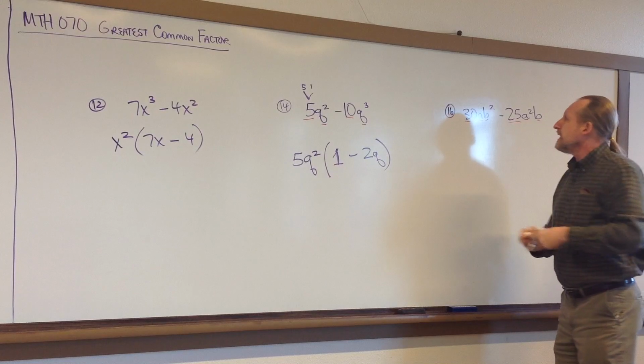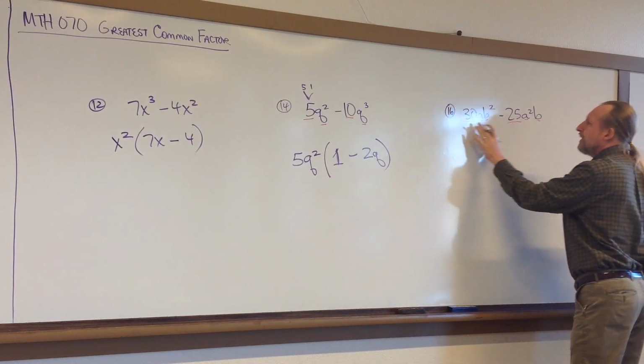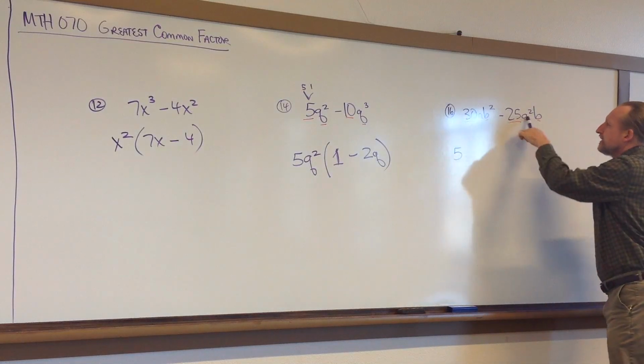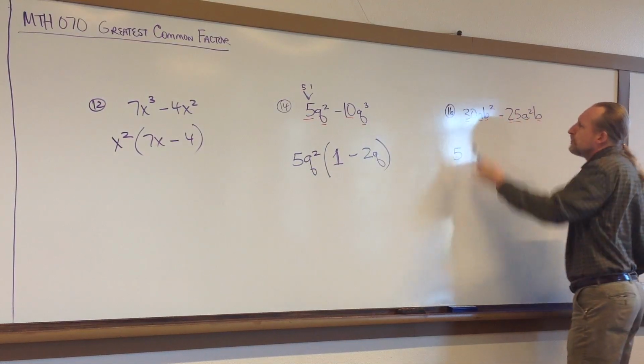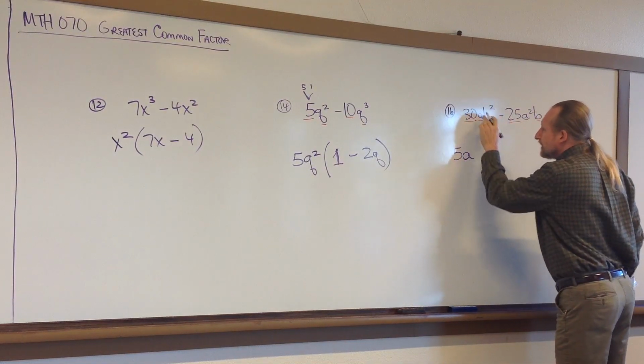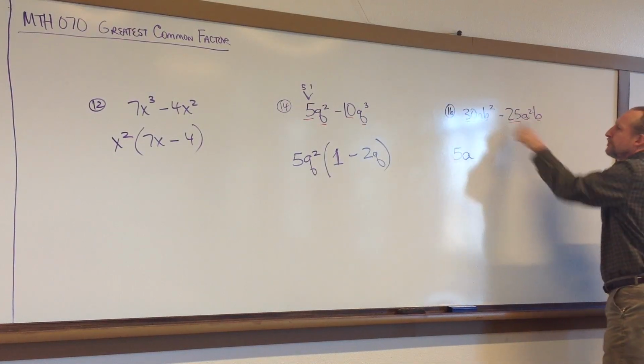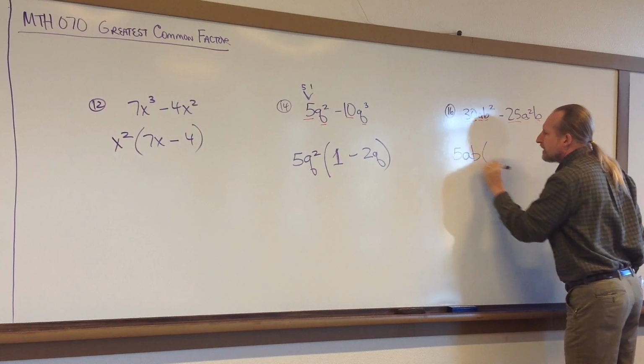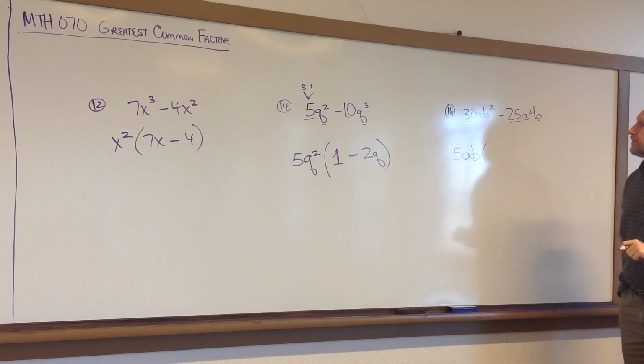So let's take each one individually. So here we've got a common factor of 5. This has an a, this has an a squared. So the most we could factor out is just that a to the first. And same thing with the b's. This has a b, this has a b squared. So the only thing we can factor out from both of them is the b to the first power.